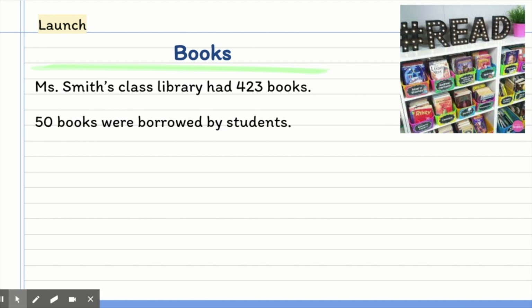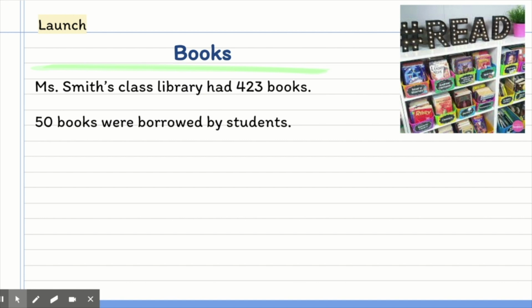Second, we'll pull out the quantities and the units. The quantities are the numbers. The units are what's connected to those numbers. So the quantity is 423, the units are books. In the second sentence, 50 books, the 50 is the quantity and the books are the units.